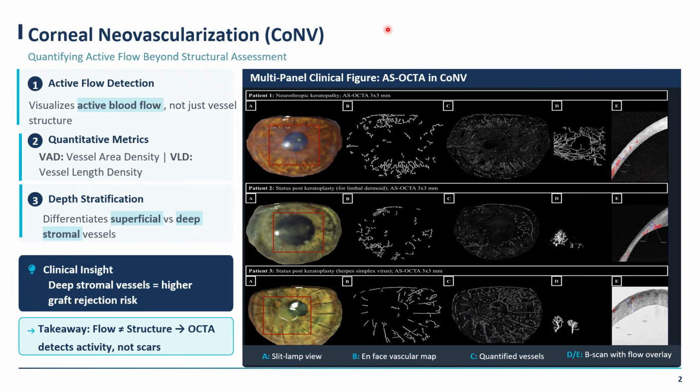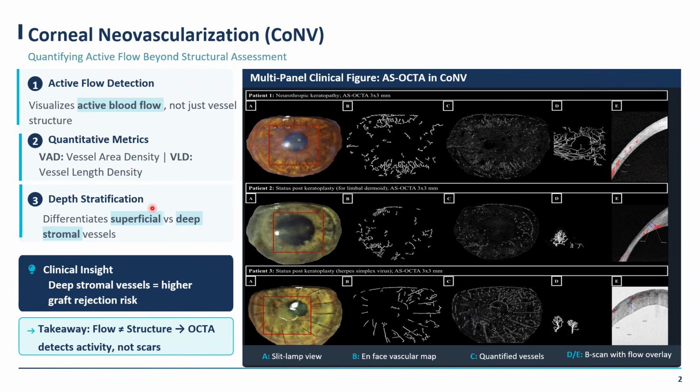So by assessing the vasculature of the cornea, starting from determination of whether there is flow or not, we can also develop certain metrics by quantifying the amount of the blood vessels, that is the vessel area density and the vessel length density, and then we can determine depth stratification. That's which layer of the cornea is involved: superficial, deep, or stromal layer.